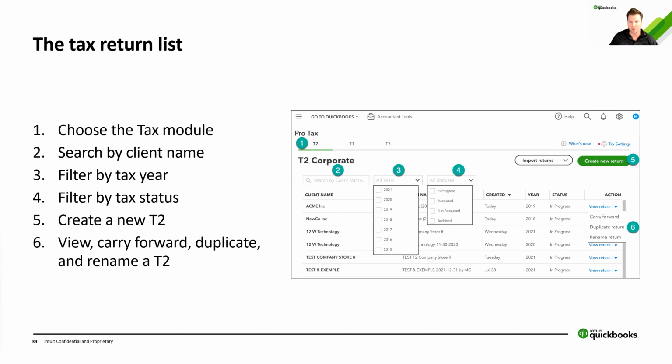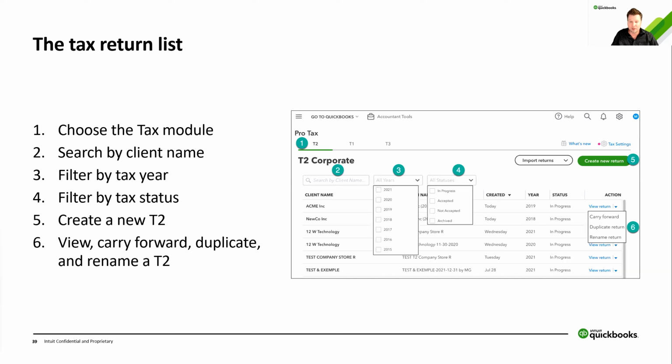Okay, and the green bubble at the top right, create new return. This is where you create a new T2. ProTax has the ability to create new tax returns. You can import tax returns, or you can bring them forward from work papers. So you have a lot of different options in ProTax. Your client does not have to be in QuickBooks Online to use ProTax. So that's an important thing to note. If you have a client that is not using QuickBooks Online, you can still prepare their tax return for them regardless.